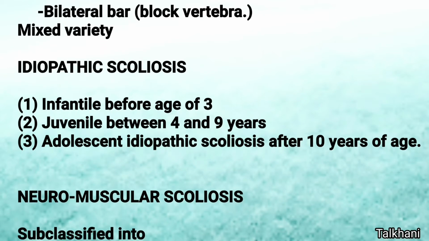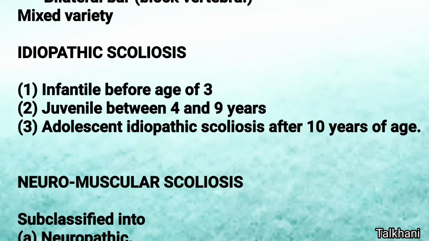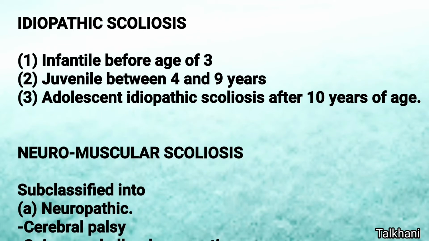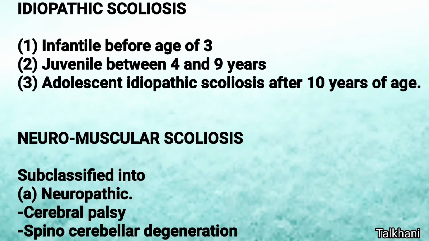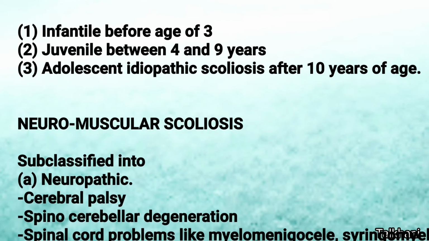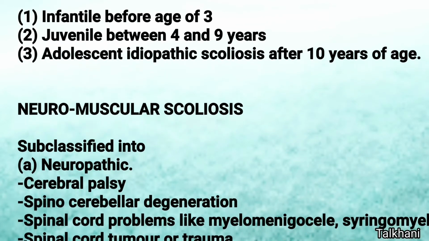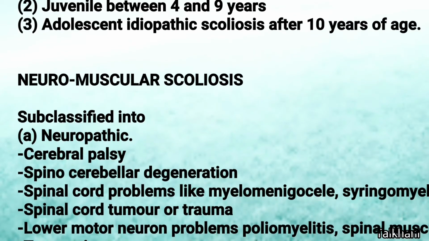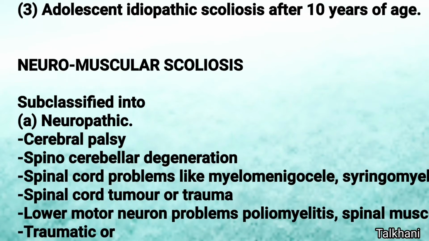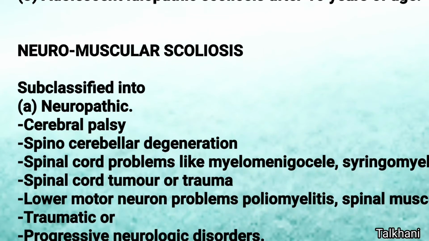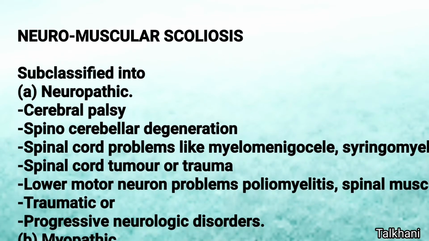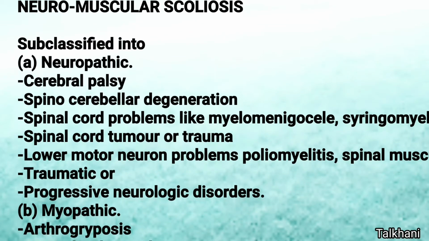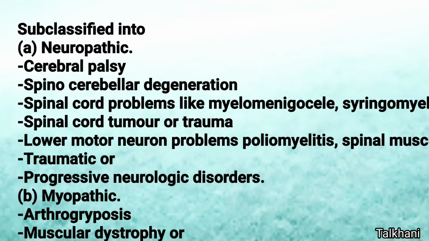Neuromuscular scoliosis is subclassified into neuropathic, myopathic, neurofibromatosis, or mesenchymal. Common causes of neuropathic scoliosis are cerebral palsy, spinocerebellar degeneration, spinal cord problems like myelomeningocele and syringomyelia, spinal cord tumors or trauma, lower motor neuron problems like poliomyelitis, spinal muscular atrophy, traumatic or progressive neurologic disorders.